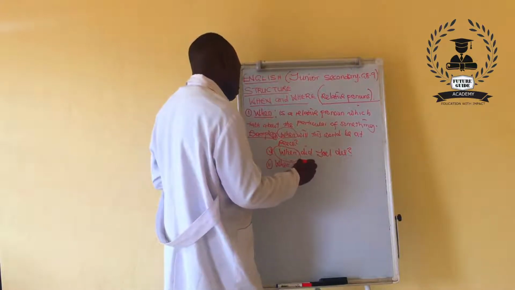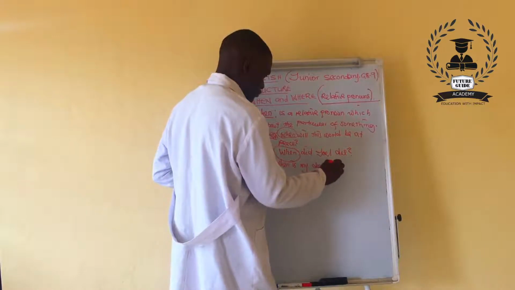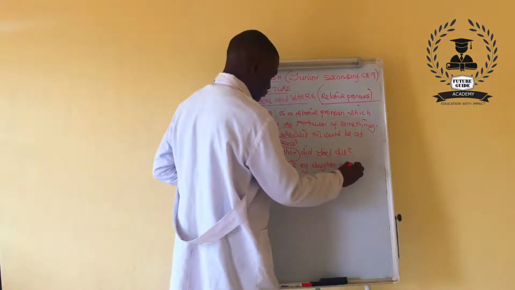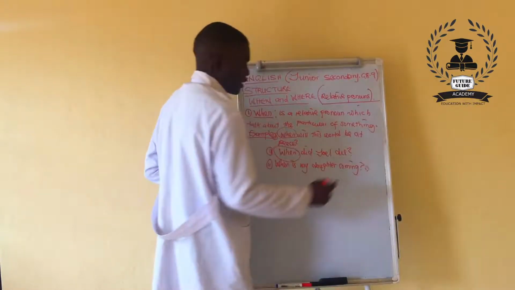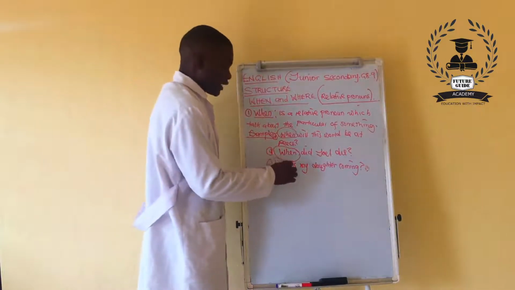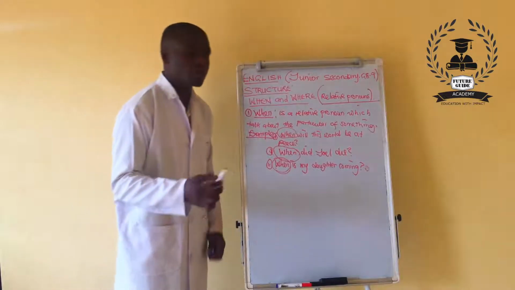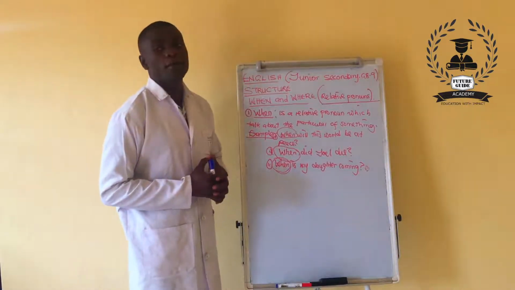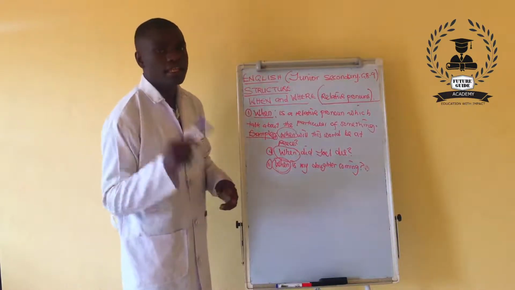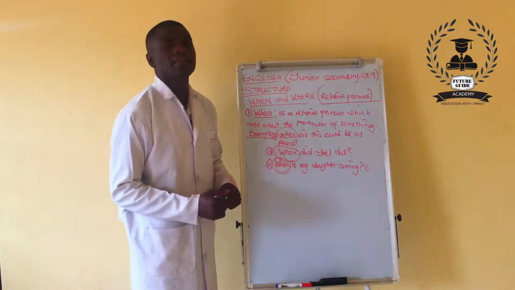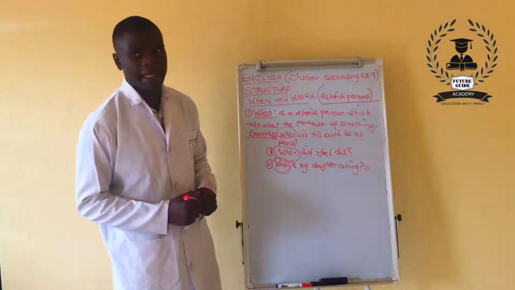Third example: when is my daughter coming? When is my daughter coming? So you want to find out the actual time when your daughter will come, probably at home or even in the area where you are. So keep it in mind, whenever you see this relative pronoun in a sentence, then you know there's a particular time that it is trying to identify.